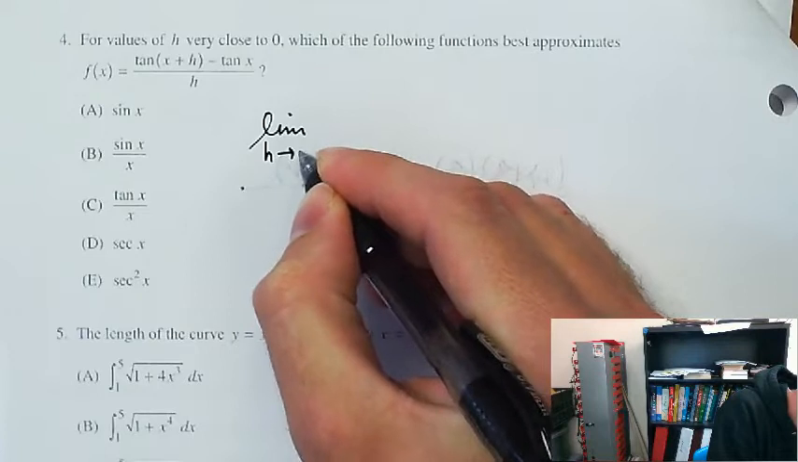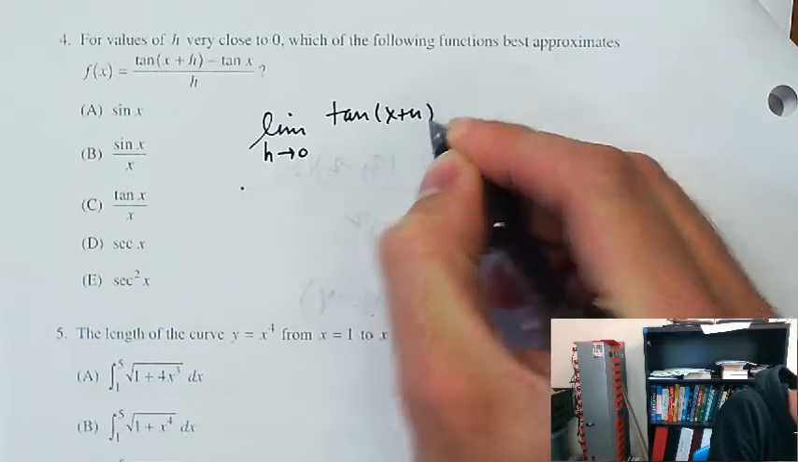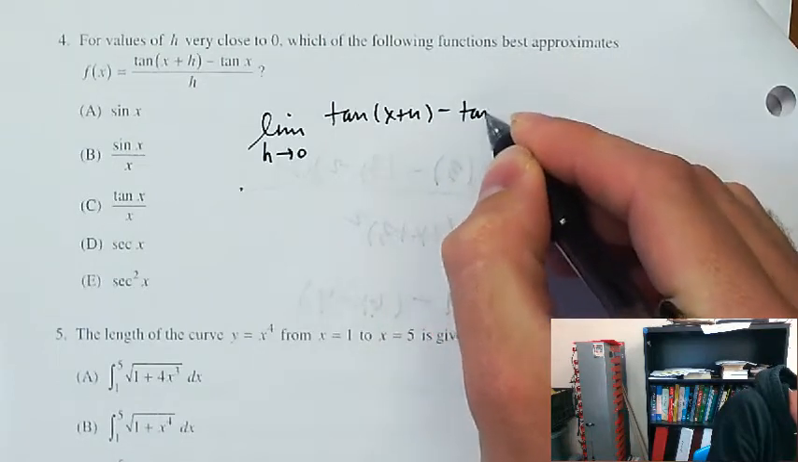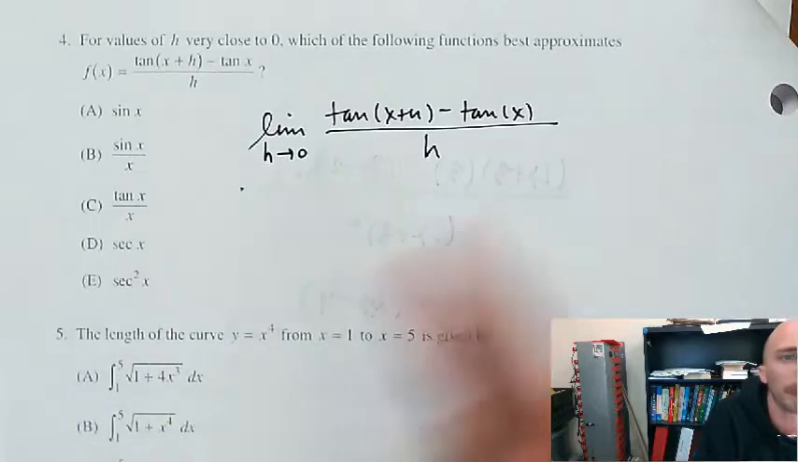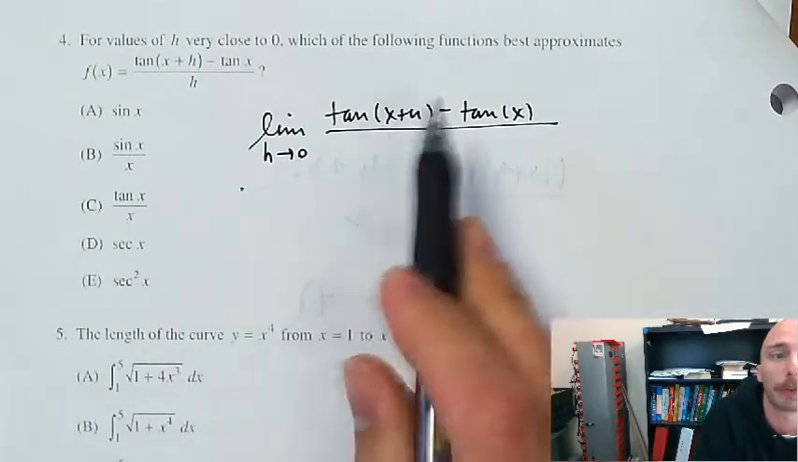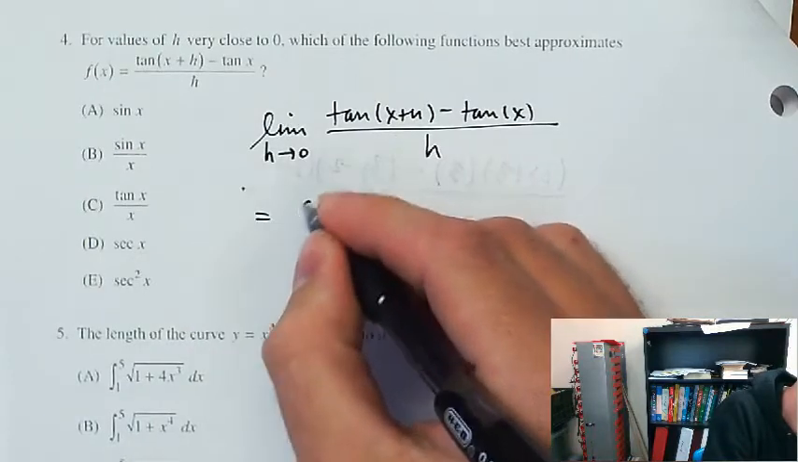we're taking the limit as h approaches 0 of tangent(x + h) minus tangent x, all divided by h. Okay, well this limit here, this is the derivative of tangent of x with respect to x, and we know that.